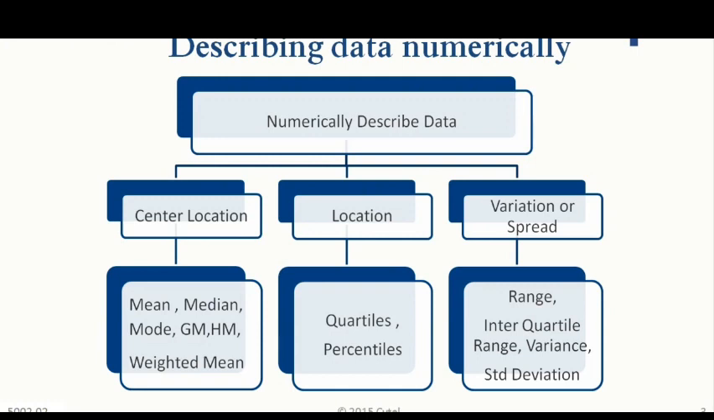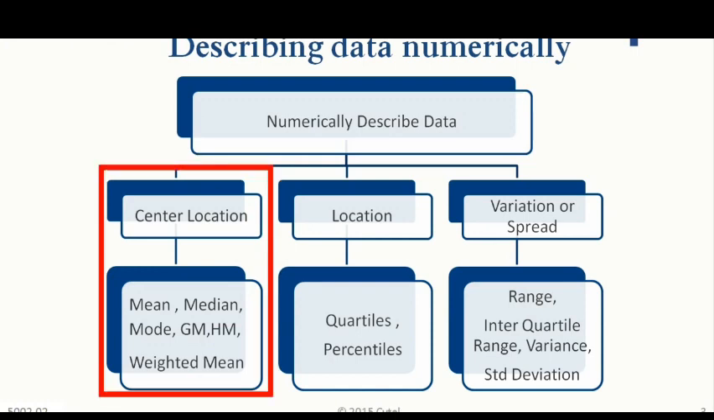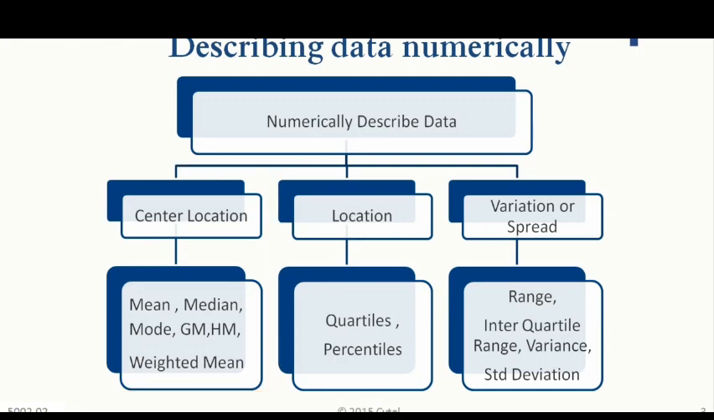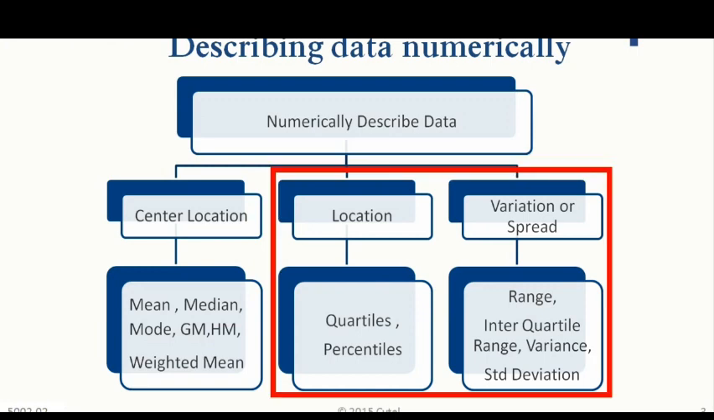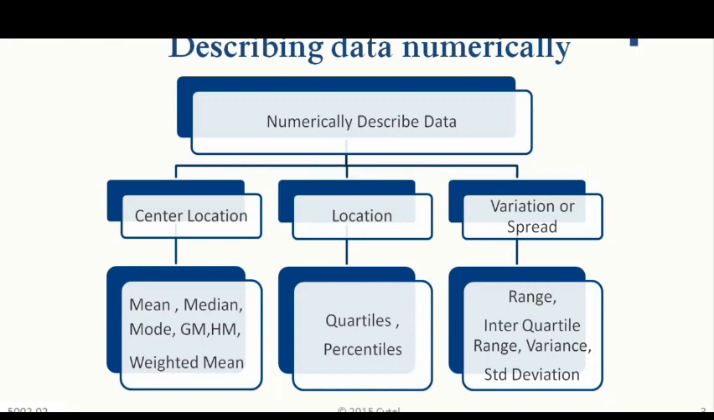We have covered in our previous sessions the left branch of this diagram, that is the measures of central tendency, the locations: mean, median, mode, geometric mean, harmonic mean and weighted mean. Now the other two branches of this diagram talk about the spread in the data. The statistical word for the same is dispersion.